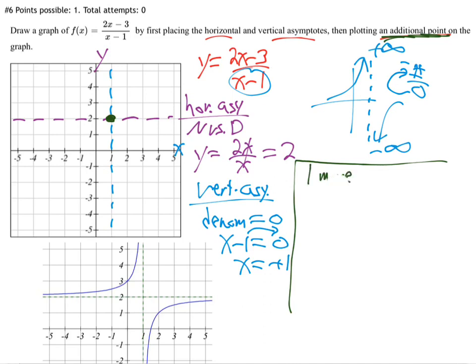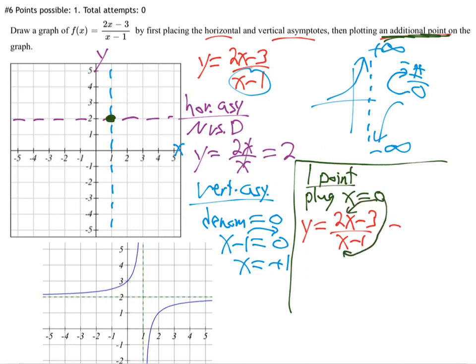One point on the graph. How do we find one point on the graph? Well, I think you plug in anything you want. I'm going to plug in what's the easiest number of them all? 0, right? Let's plug in x equals 0 just to make life easy. Let's take that equation. y equals 2x minus 3 over x minus 1. Let's take that 0 and put it in.